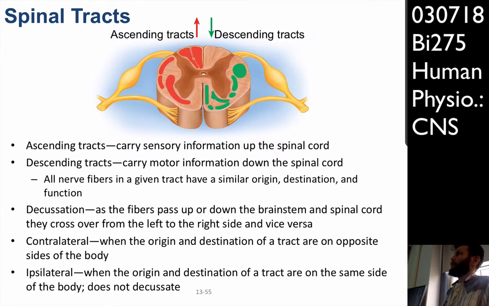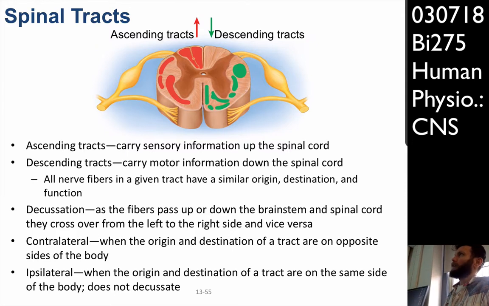But you do need to know about ascending tracts, and I'm showing them ascending on one side and descending on the other. That's not how it actually works. There's ascending and descending tracts on both sides. I'm just separating them out for clarity here. Ascending tracts are going to be afferent, right? They're going up, and that's going to be carrying sensory information. Descending tracts are ones that are carrying efferent information or motor information. They're descending from higher structures outward.